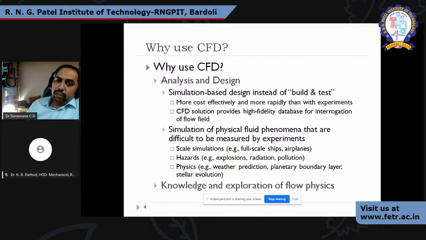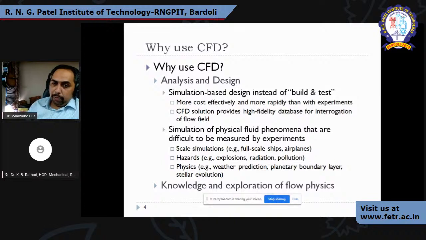Along with that, CFD will also provide the high fidelity database for interpretation of flow field. If you remember the flow through, say, a pipe, the Reynolds experiment, what we usually do, we take a reading at the end of the pipe. However, if I want to find the velocity at the middle of the pipe, or the pressure somewhere, that information is not available with me. So when I do CFD simulation, the whole range of data, from the pipe inlet to the pipe outlet, is available to me. That's why I am saying CFD provides the high fidelity database for interpretation of flow.